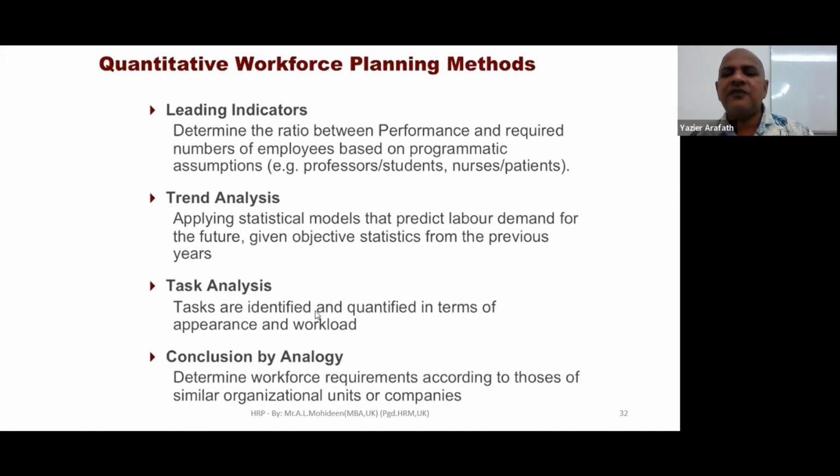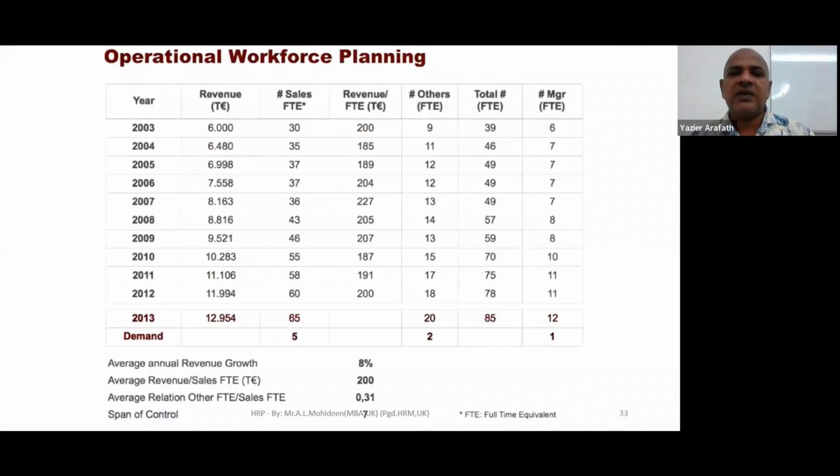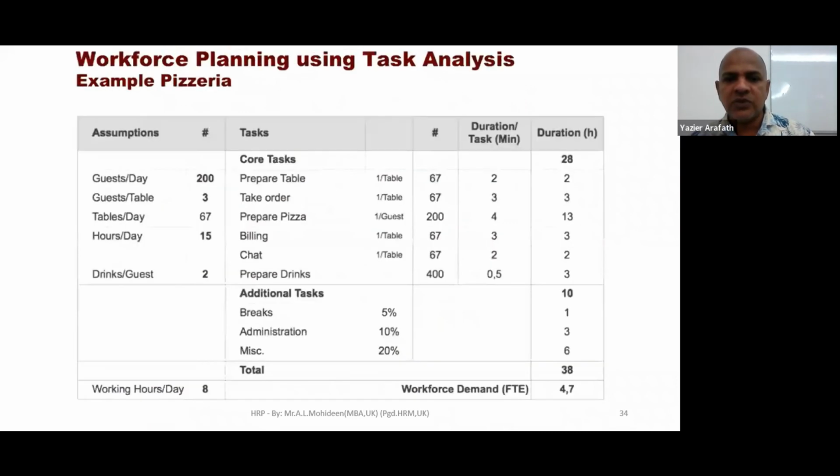The third one is task analysis. Tasks are identified and quantified in terms of appearance and workload. What is the task we are having? For example, in the department, there are certain tasks we need to be done. For example, there is data here; from this, you can understand. This is what we call a task. Do you understand task analysis?